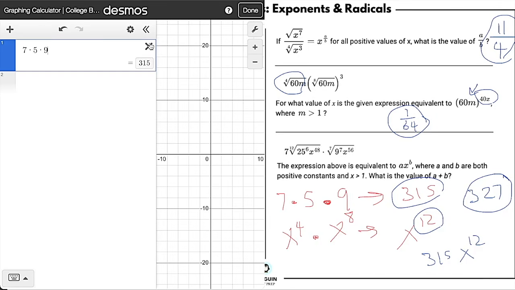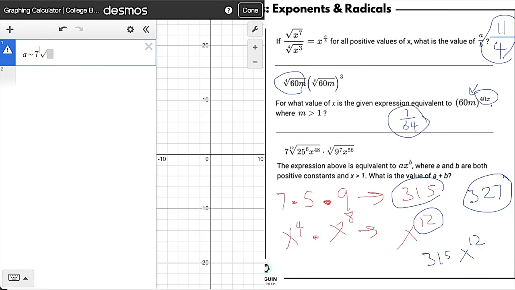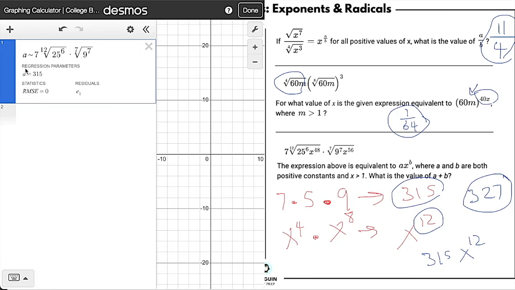And we could actually do something with Desmos here. Like I did it all by hand, but as long as we recognize that we're going to be using the fractional exponent anyway, we could separate those actual numbers like I was saying. So we could say like A is going to be tilde to 7, because that's a whole number. And then we just put in our straight up roots. So remember, nth root to get our root, it was the 12th root of 25 to the 6th times the 7th root of 9 to the 7th. So that gives us our 315 that we're looking for.